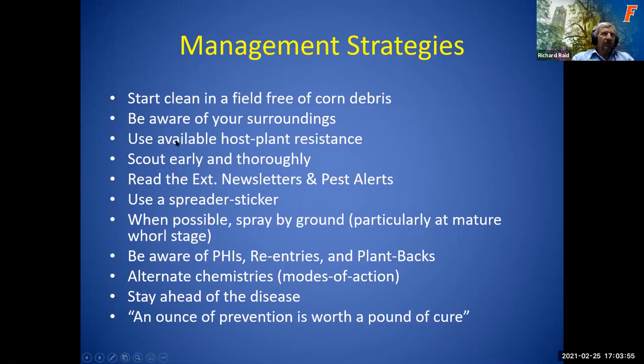Wherever possible, use available host plant resistance. We now have really good resistance to common rust, and also to northern corn leaf blight, less so for southern rust and southern corn leaf blight.